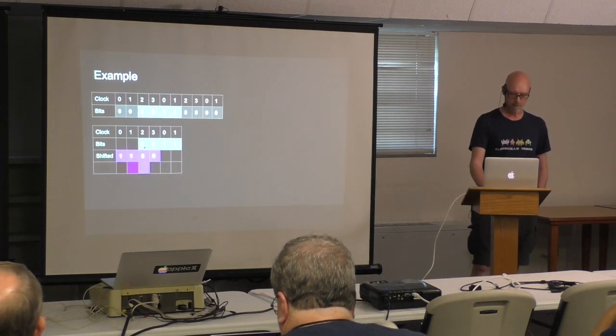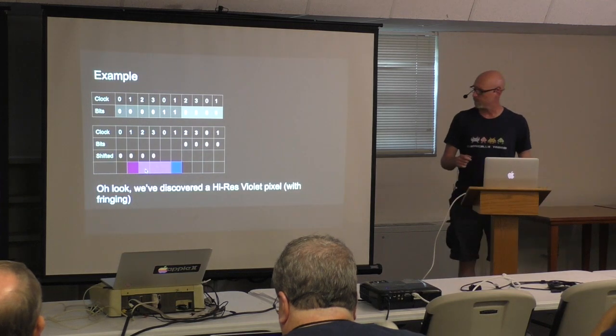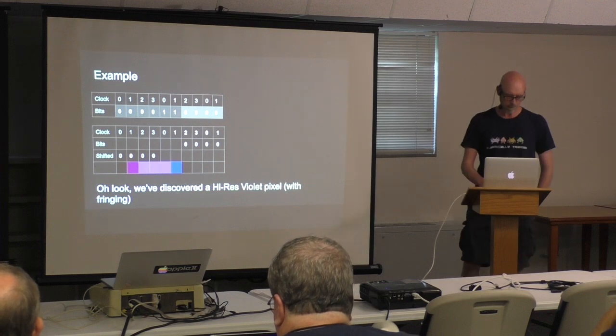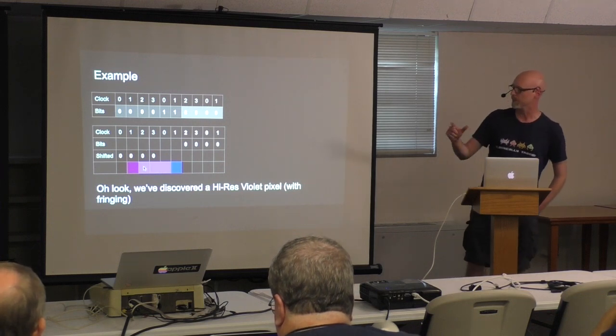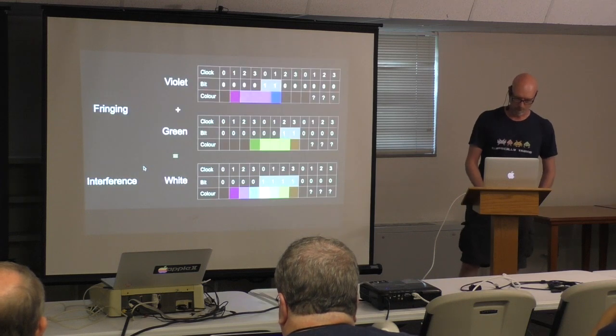Moving right again, we have 0, 0, 1, 1. We shift the 0 and 1 back into their positions. We have 1, 1, 0, 0. That gives us violet, and so on. And this is what happens when you store a violet pixel on the high-res screen. So we see not just a violet pixel, but also some fringing either side of it. And that's what you'd see on the screen.